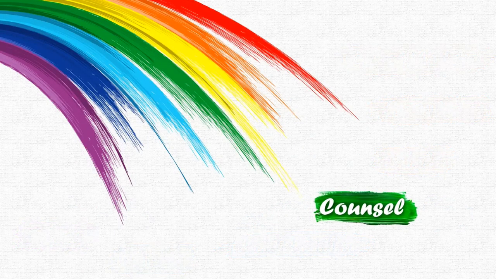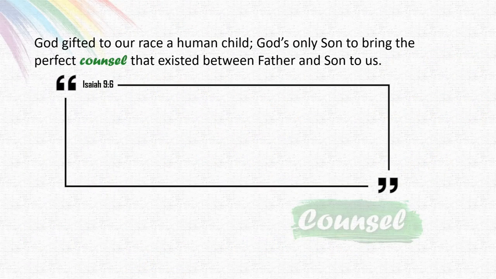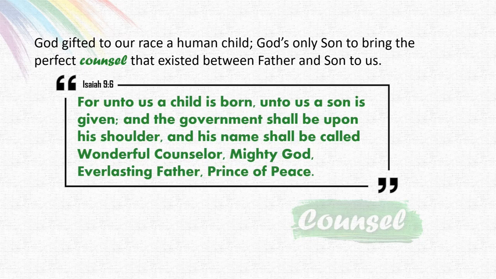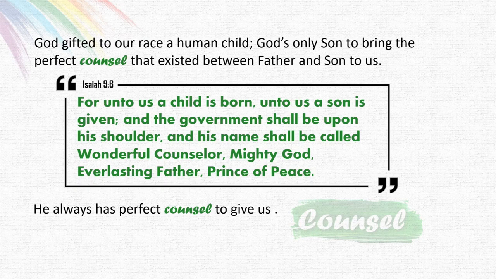So what's the next one? The spirit of counsel. God gifted to our human race a human child, God's only son, to bring the perfect counsel that existed between father and son to you and to me, to us. In Isaiah 9, it says, "For unto us a child is born, unto us a son is given." It's like he's gifted to us. "And the government shall be upon his shoulders, and his name shall be called Wonderful Counselor, Mighty God, Everlasting Father, and Prince of Peace." Anytime we run into situations in our life where we lack understanding, we lack wisdom, we see that God has perfect counsel for us.